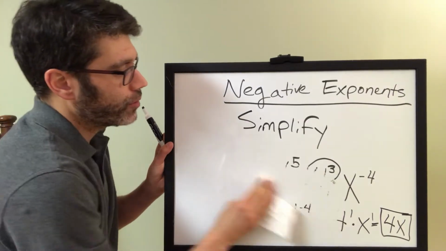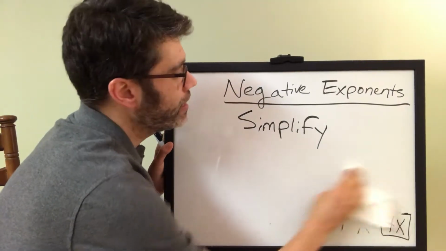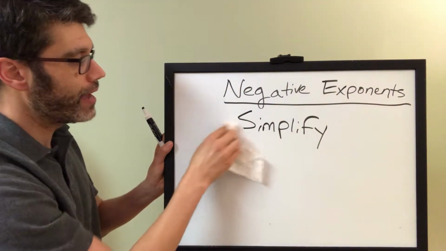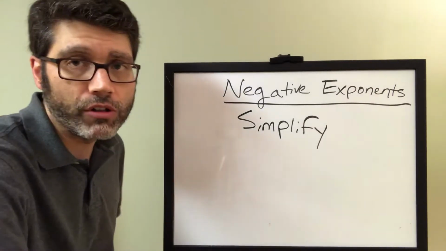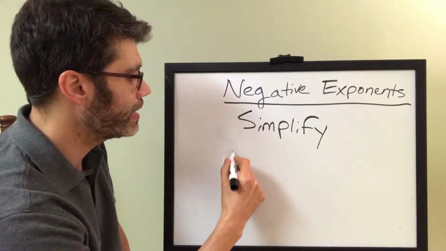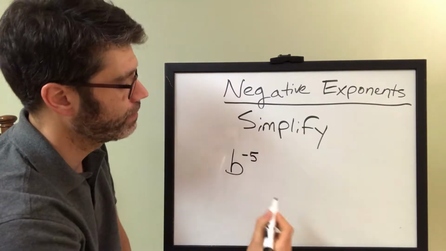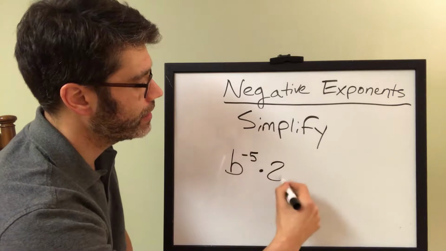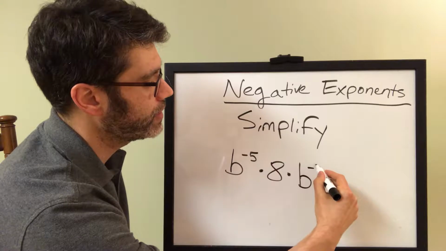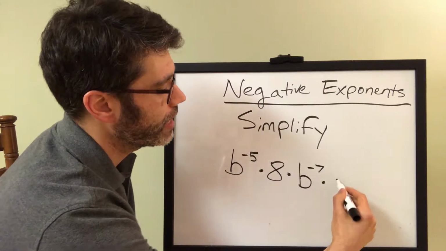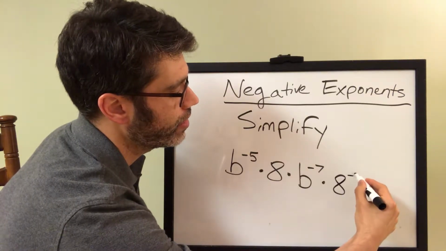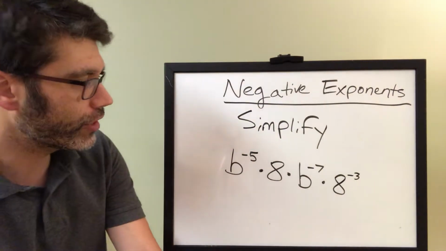Again, we just use our properties of exponents, and just because there are negative exponents in here doesn't mean that we can't use all of the same great rules that we've learned before. All right, how about this? What if we had b to the negative 5th times 8 times b to the negative 7th times 8 to the negative 3rd? Let's try to tackle this one.